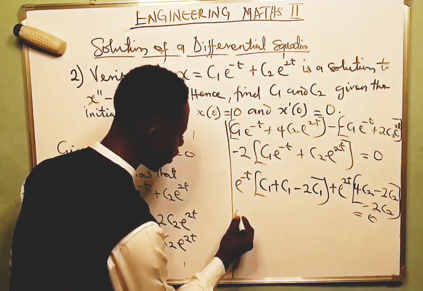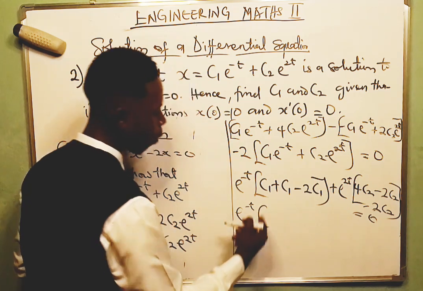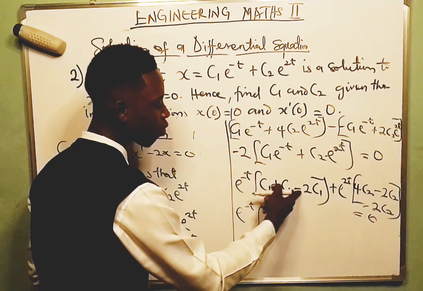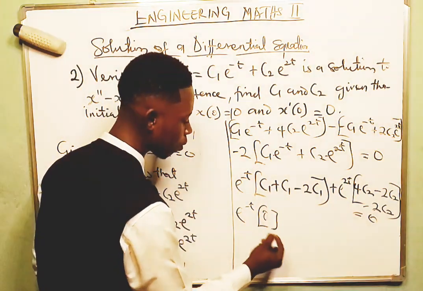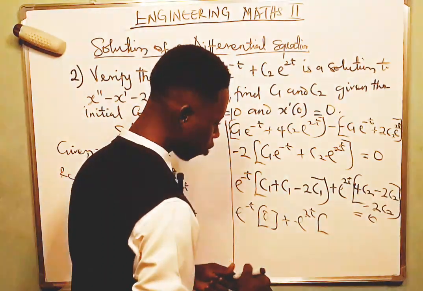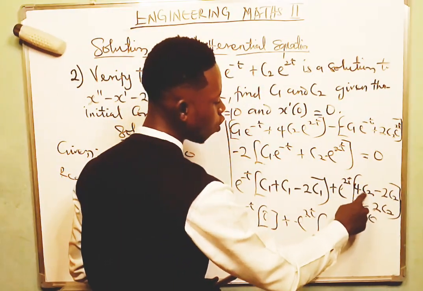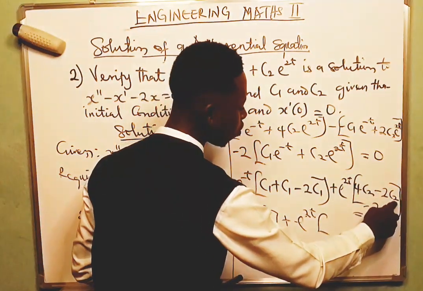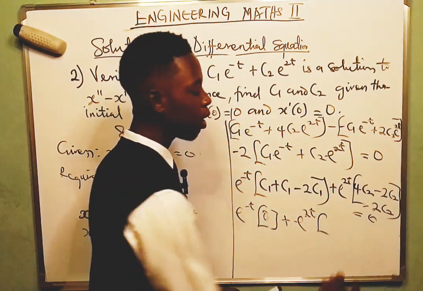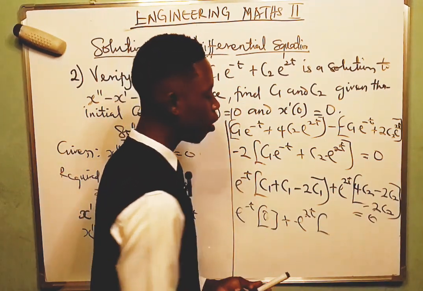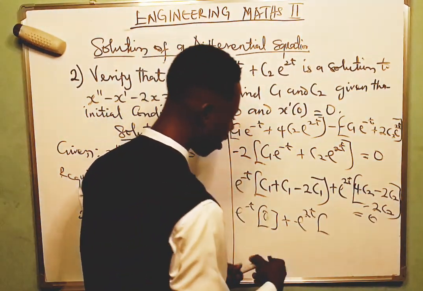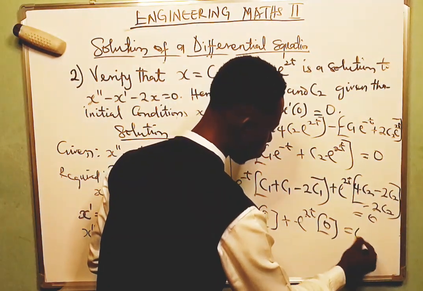Now, you have here exponential minus t. Now, what is inside the bracket? c1 plus c1 will give us 2c1. 2c1 minus 2c1 will turn to 0. Now, plus exponential 2t. What do we have here? 4c2. 4c2 minus 2c2 will remain 2c2, just like saying 4 minus 2 gives us 2. Then put that constant, c2. Now, 2c2 minus 2c2 will also turn to 0. Then we have equal to 0.